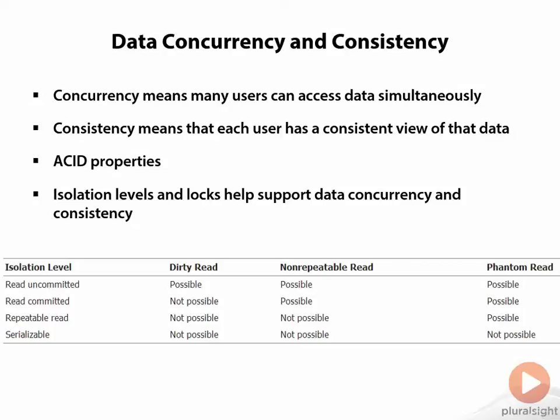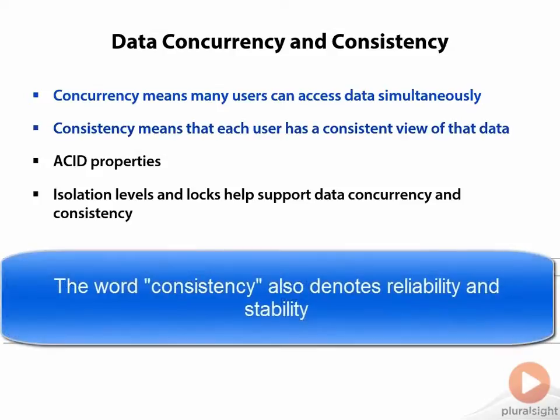Now, I've been throwing around these terms, data concurrency and data consistency. What exactly do they mean and how are they similar or different? In a nutshell, concurrency means that many users can access the same data simultaneously. Let's imagine we're dealing with just a single table in a database for simplicity, okay? By contrast, consistency refers to a consistent view of that data, like I said earlier.